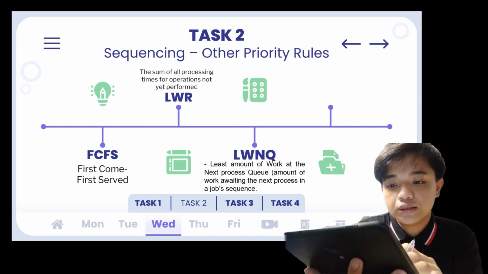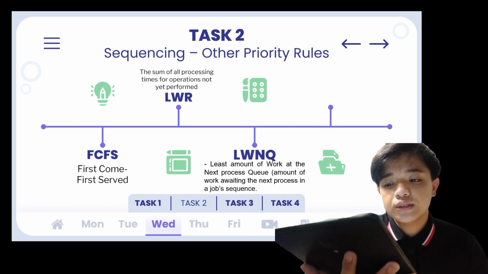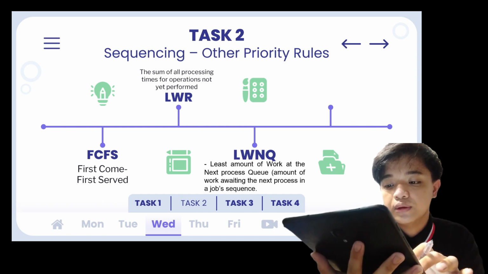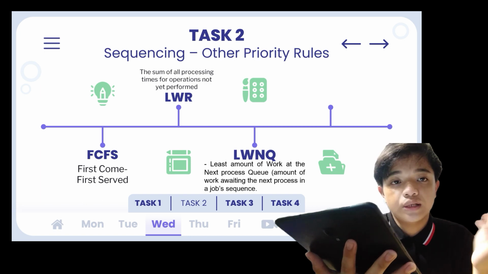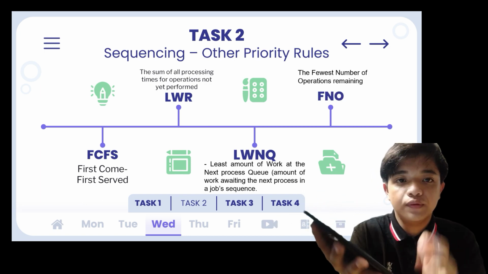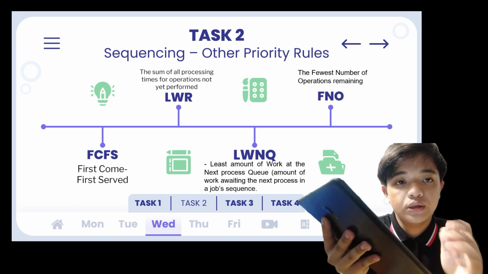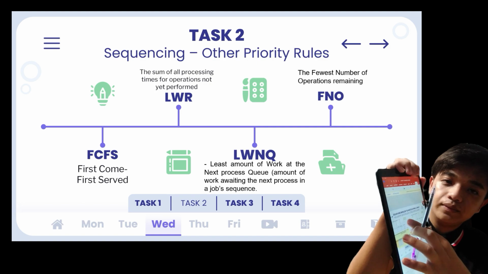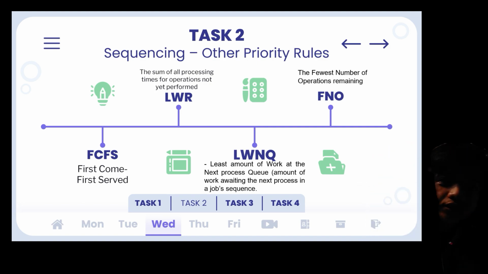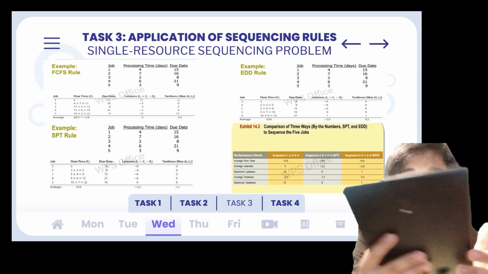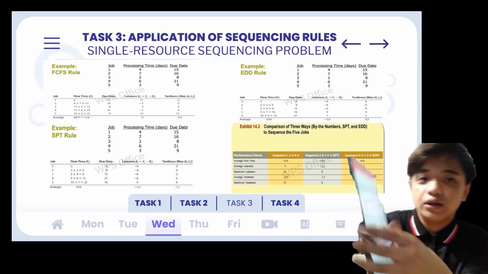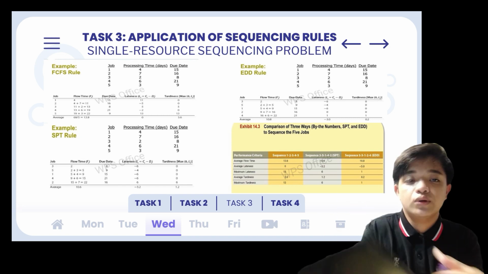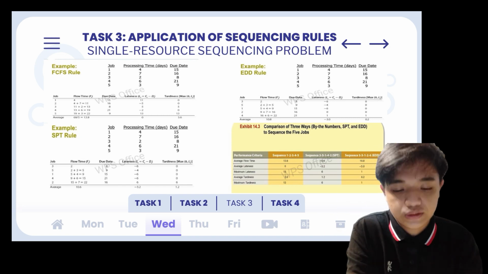And the next slide is about the application of sequencing rules, single resource sequencing problem, which is we have 3 rules or methods. So, sa examples na ito is FCFS. Before I'm going to tackle about the 3 rules na pwede nating magamit sa computation, as you can see sa table 1, yan na yung parang given. And then ito yung table 2, yan naman yung parang magsosolve tayo or malalaman natin kung ano talaga yung gamit ng mga tatlong rules na ito.